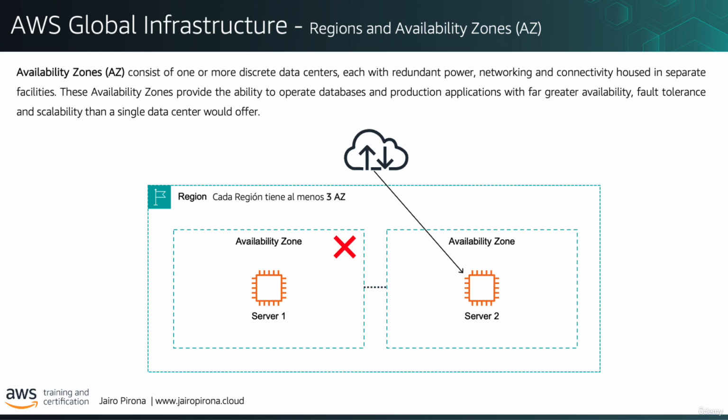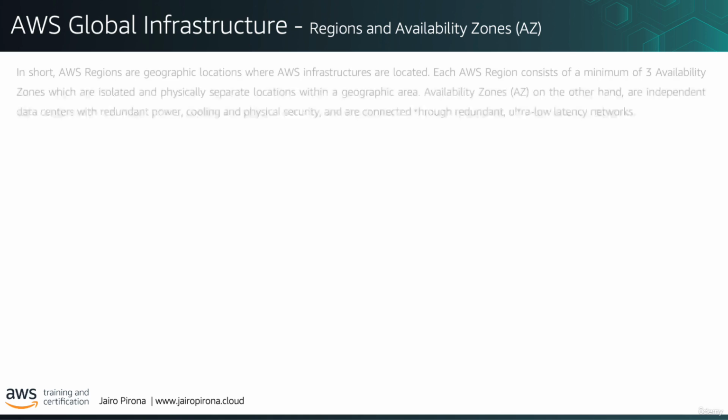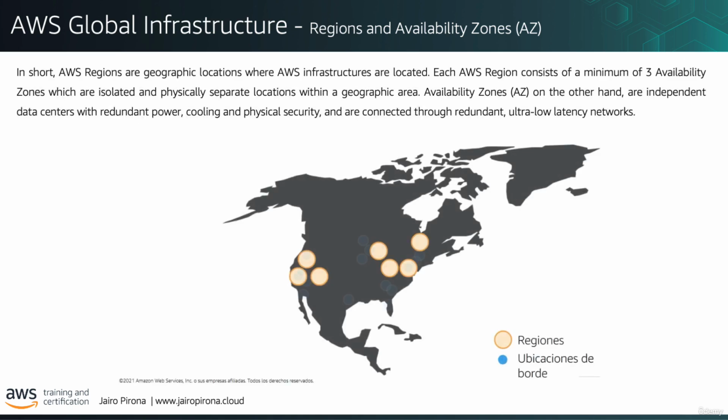Now, an availability zone is represented by a region code followed by a letter. For example, the availability zones in the Northern Virginia region are represented as US East 1A, US East 1B, US East 1C, and so on because these availability zones belong to the Northern Virginia region, whose region code is US East 1.